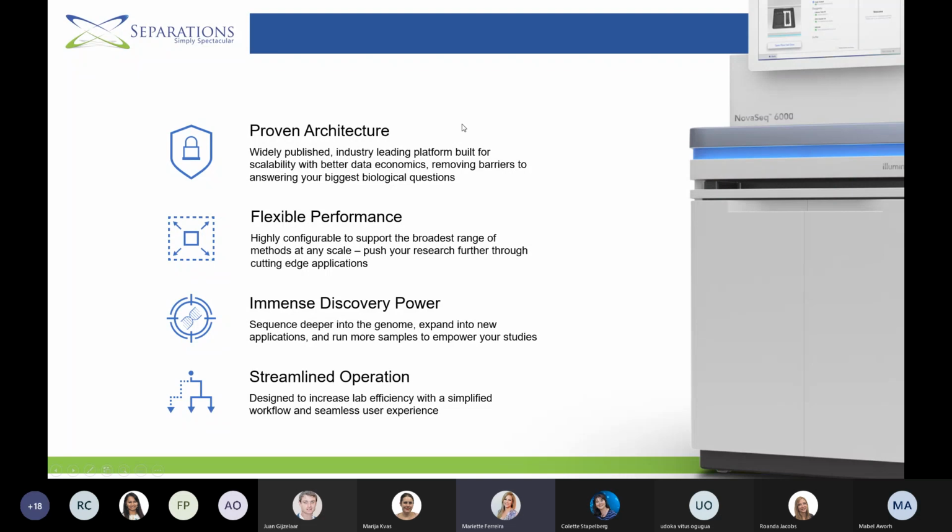The NovaSeq 6000 has proven architecture. It's widely published. It's an industry-leading platform built for scalability with better data economics, removing the barriers to answering your biggest biological questions. It's got flexible performance because it's a really highly configurable system that supports the broadest range of methods at any scale. It's got immense discovery power, and you can sequence even deeper into genomes. You've also got streamlined operation, where the system is designed to increase your lab efficiency with a simplified workflow and seamless user experience.